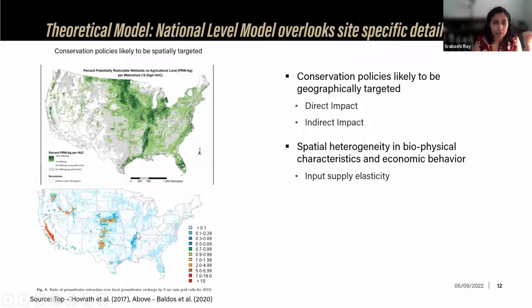And the bottom shows the issue of groundwater scarcity. The grid cells that light up in red and orange are where groundwater extraction is much higher than groundwater recharge. So again, if we implement a groundwater conservation policy, it is likely that we will be targeting these specific grids and not the entire country as a whole. So this is where it is important. It would be useful to assume exogenous change in output prices and delve deeper into these specific grid cells.